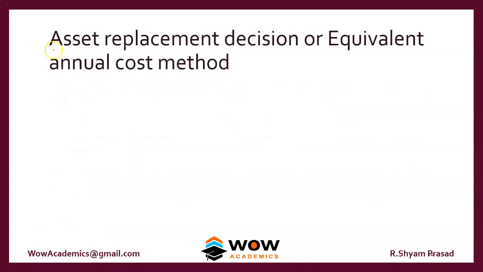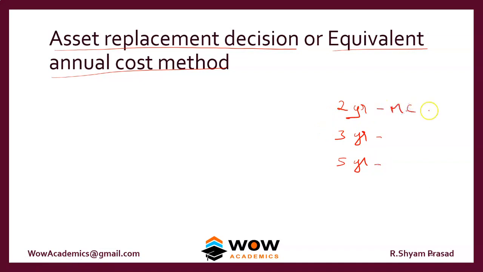So we look at what is an asset replacement decision, or the equivalent annual cost method. An asset replacement decision is used when a company has to choose a machinery which has a different lifetime. For example, there might be a machine which has a 2 year life or a 3 year life or a 5 year life. So which machine has to be chosen, because each machine will have its own maintenance cost and their scrap value will also differ.